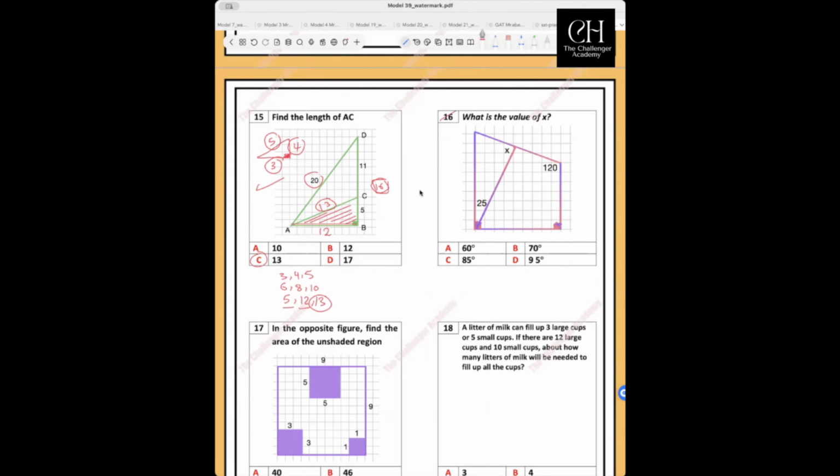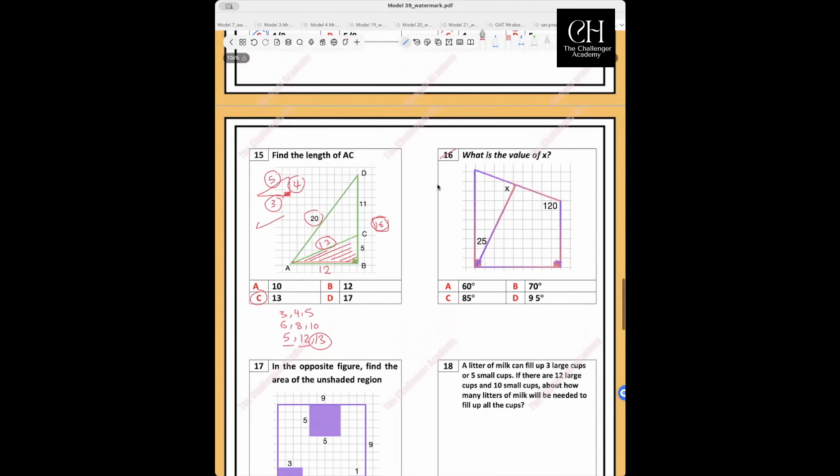Let's move to question 16. What is the value of X? This is a polygon, a quadrilateral. We have this angle is 120, 90, 90, and this part equals 25, and we want to find the measure of angle X.